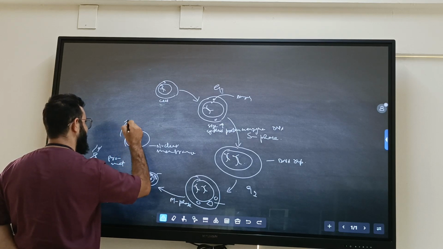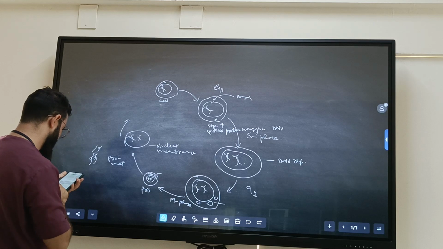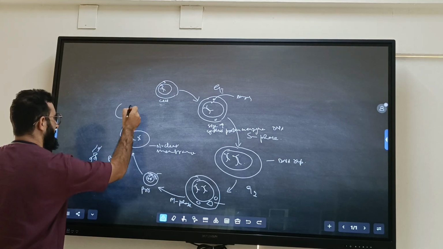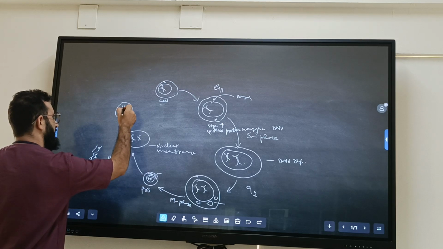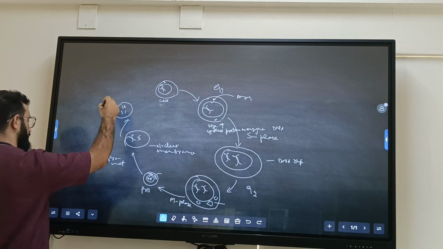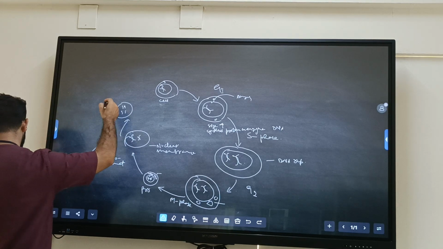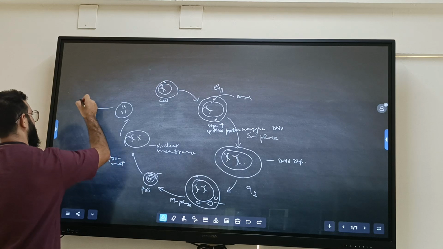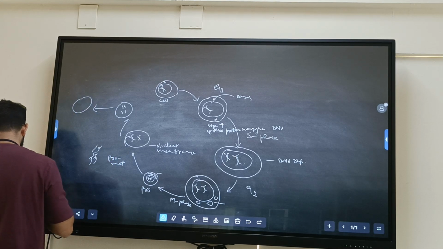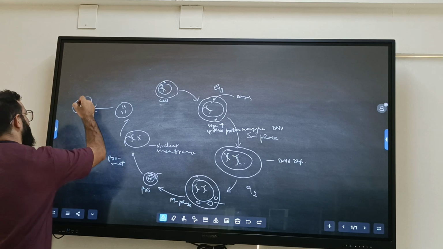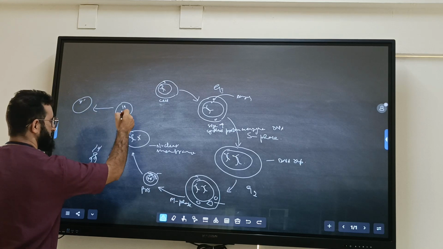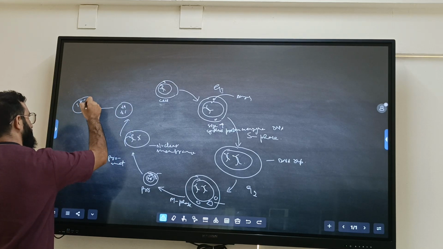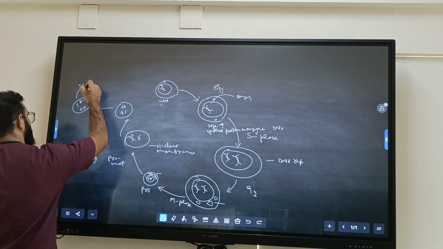In the next phase of the cell cycle, metaphase, the chromosomes will align at the metaphase plate, like they will align at the center. And in anaphase, sister chromatids are separated and pulled apart. Here it was like this, and here the sister chromatids are separated.